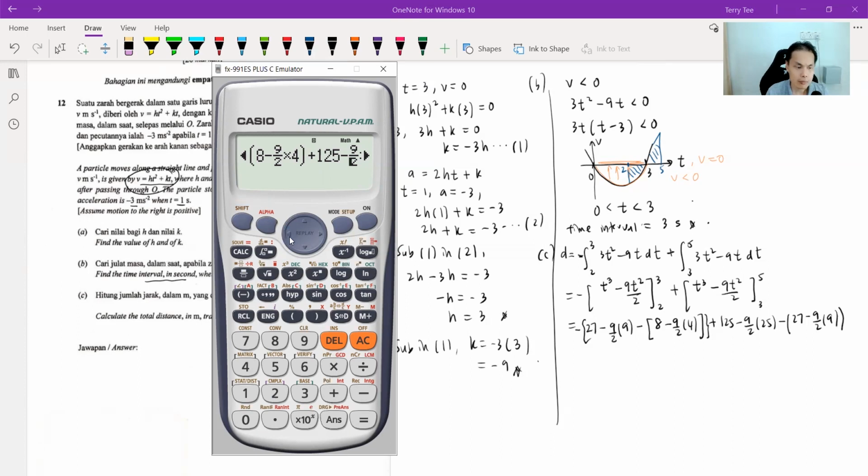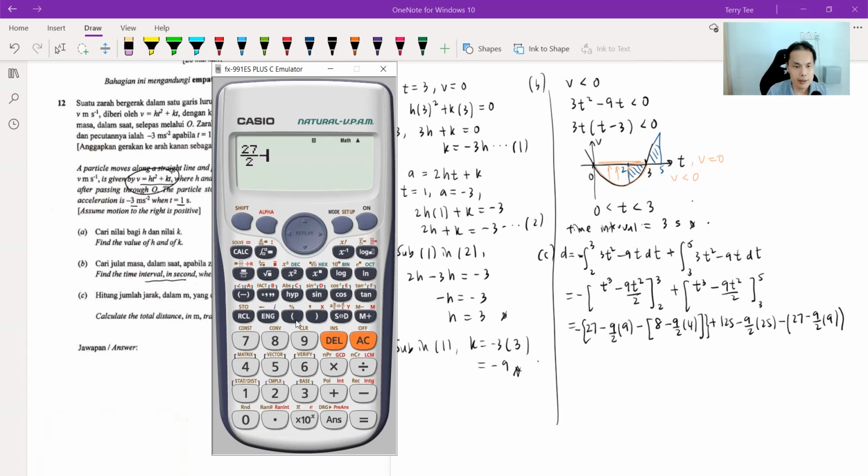Yeah, 8 minus 18. This is 18. 125. 125 minus 27. 9 over 2. It looks all right. Okay, let's see. Maybe I've calculated wrongly somewhere. Minus and minus. Okay, let me just do it one more time. Okay, we know that if you were to integrate, this is 27 over 2. Let's do one more time.